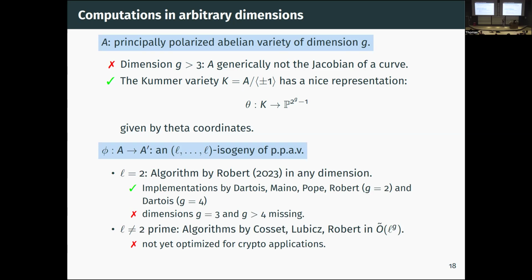For the case that L is not 2, the situation gets considerably more difficult. However, there exist algorithms to compute such isogenies. It's only that in the past, they've mostly been used for mathematical research, and so they are not optimized for applications in cryptography. So from a computational perspective, there remains a lot to be done to improve those higher dimensional protocols.